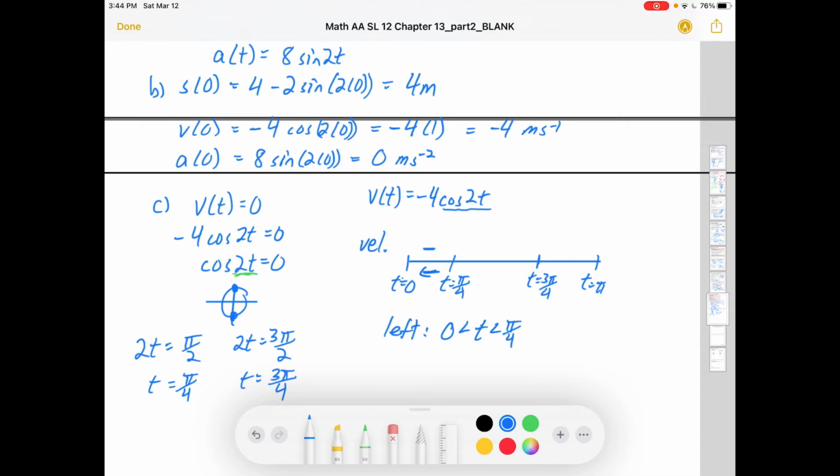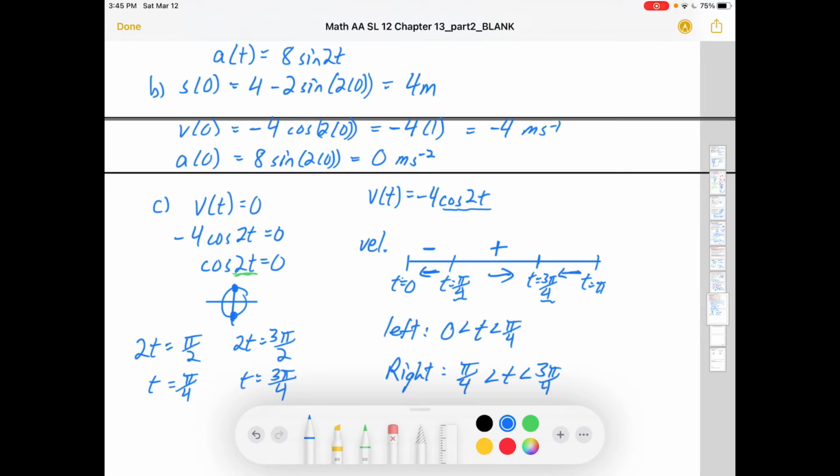What if I were to put in a number between pi over 4 and 3 pi over 4 in for t? We could try this. We could put in pi over 2. So you'd have negative 4 cos of 2 times pi over 2, or negative 4 cos of pi, or negative 4 times negative 1. You get a positive velocity. In that entire region, you get positive velocities. In other words, we'd be moving to the right. So right from pi over 4 until 3 pi over 4, over that time interval.